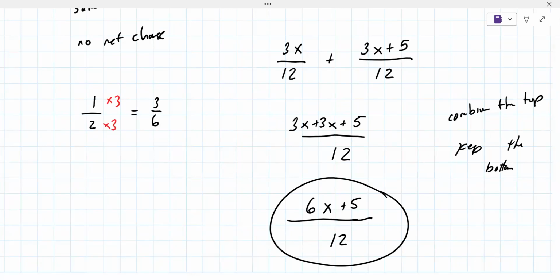There's your final answer. Plus 5 over 12. Okay. All right, so we unfortunately do not have enough time to go through any more of this.